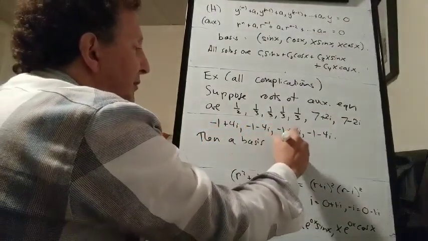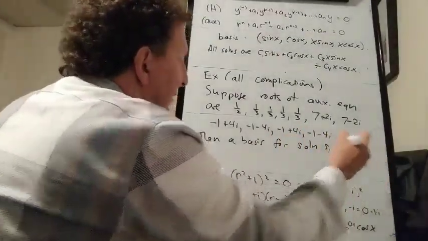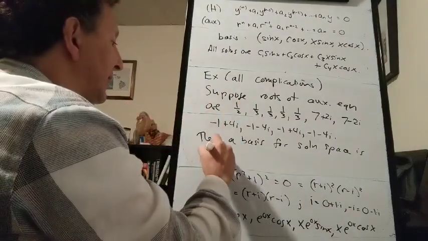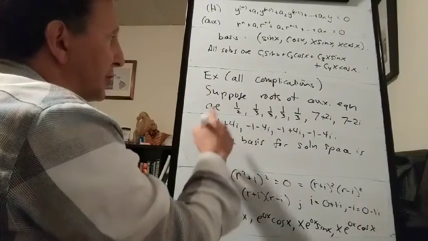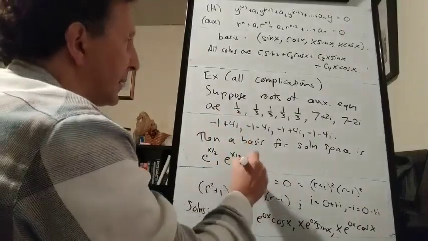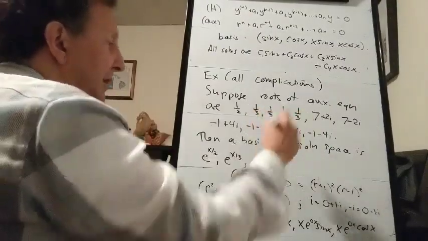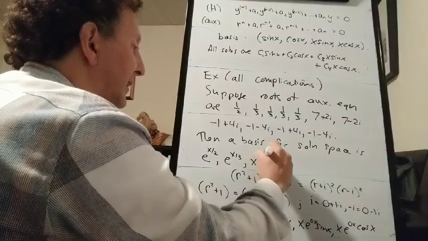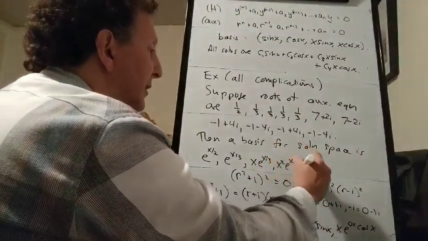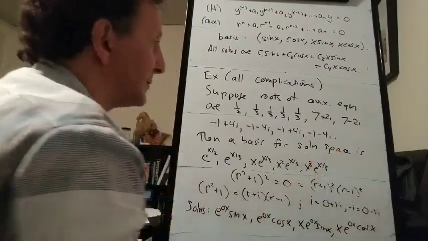Then a basis for the solution space is, so we can get away with e to the x over 2 just once, then e to the x over 3. Then since we've got that 3 more times, we need to multiply by x, x squared, and x cubed. So x e to the x over 3, x squared e to the x over 3, and x cubed e to the x over 3.